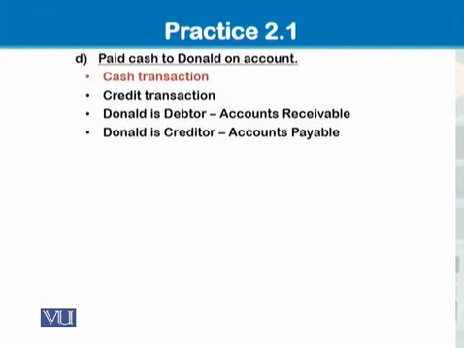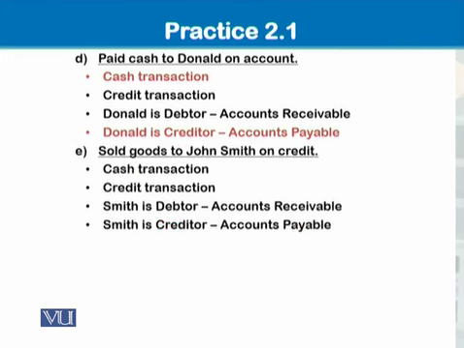Then comes cash paid to Donald on account. Yes, it's a cash transaction and Donald is our creditor because we are making payment to Donald. Donald had been our creditor and now we are making payment in cash. Since we are making payment in cash, it's a cash transaction. Now, sold goods to John Smith on credit. Yes, it's a credit transaction because cash is not involved in this transaction. And Smith is a debtor because we have sold goods on credit.